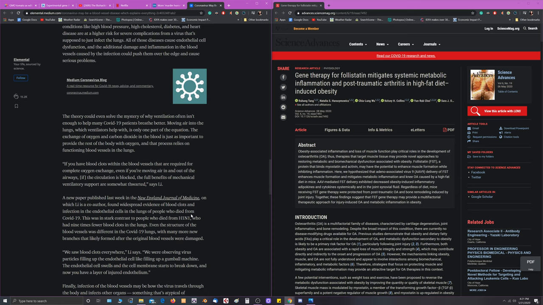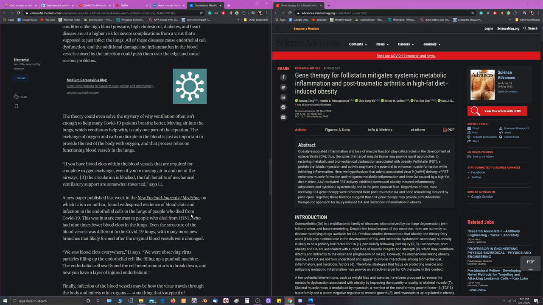The theory could even solve the mystery of why ventilation often isn't enough to help many COVID-19 patients breathe better. Moving air into the lungs, which ventilators help with, is only one part of the equation. The exchange of oxygen and carbon dioxide in the blood is just as important to provide the rest of the body with oxygen, and that process relies on functioning blood vessels in the lungs. If you have blood clots within the blood vessels that are required for complete oxygen exchange, even if you're moving air in and out of the airways, if the circulation is blocked, the full benefits of mechanical ventilatory support are somewhat thwarted, says Lee.